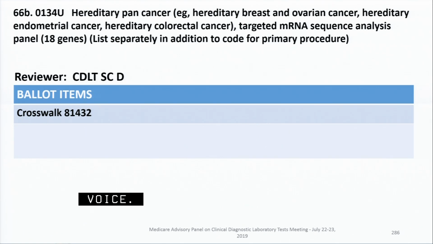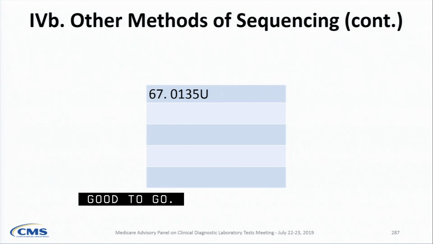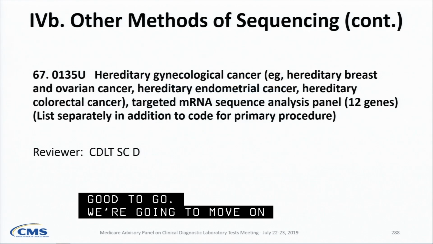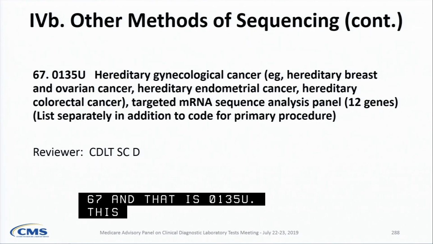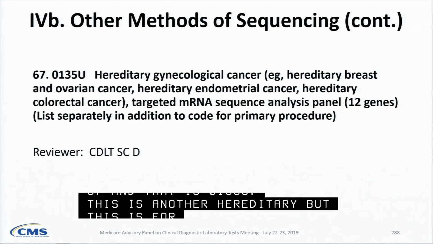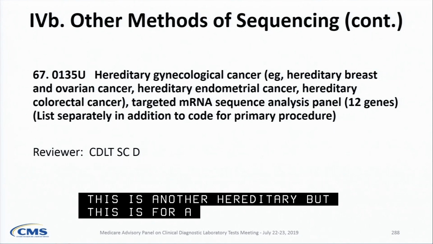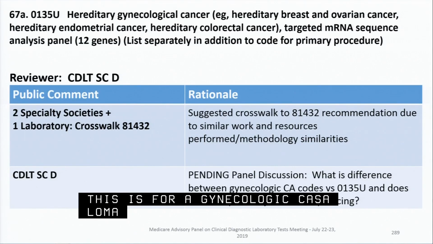Good to go? Okay, so we're going to move on to item 67, and that's 0135U. This is another hereditary test, but this is for gynecologic carcinoma, and I'm going to turn this over to Subcommittee D as in dog with Dr. Hamilton. Thank you. 12 genes this time, 81432.